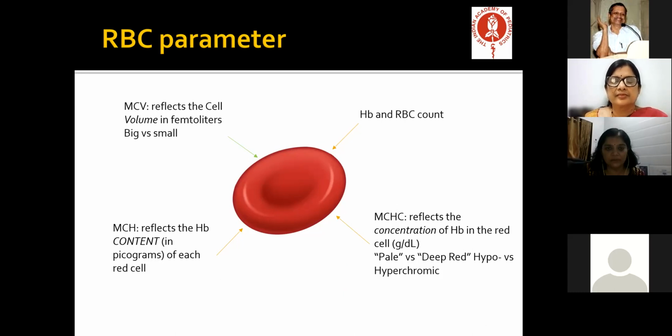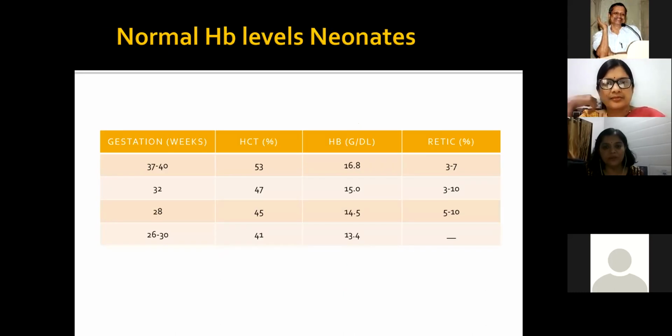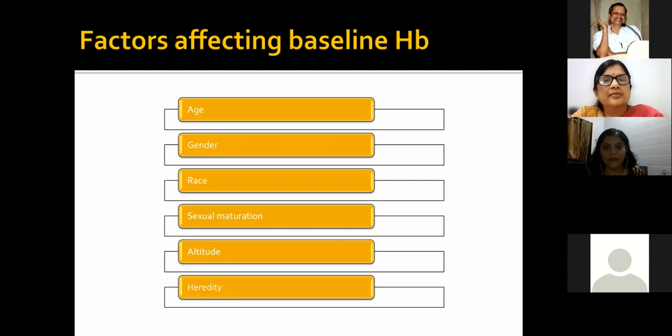And like I said, you have different parameters for different age groups. When you're looking at neonates, then you look at your hemoglobin. At about 37 to 40 weeks of gestation it will be as high as 16.8. But if it's a premature child, then you may get lower hemoglobins as well. Similarly, your hematocrit and your reticulocyte count may be normal, but will be different from the normal average that we see. What are the different factors that affect our baseline hemoglobin?